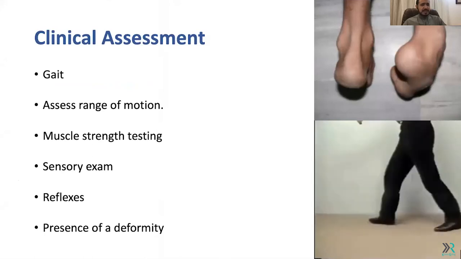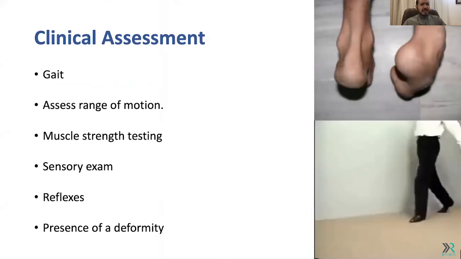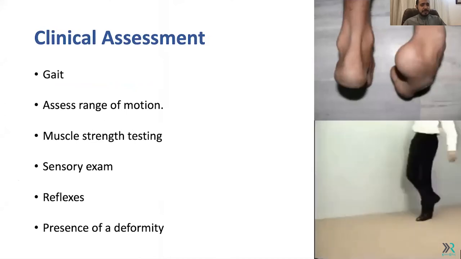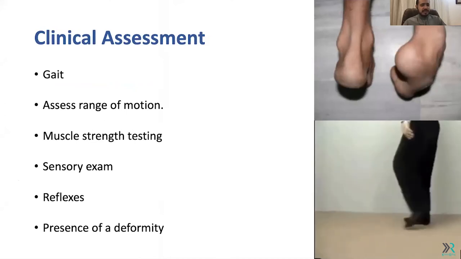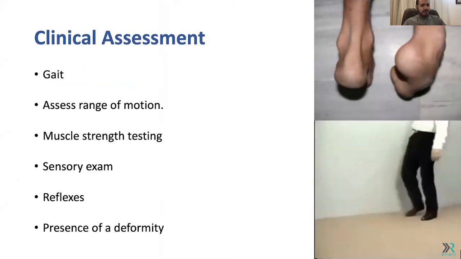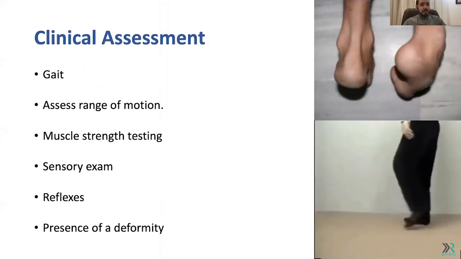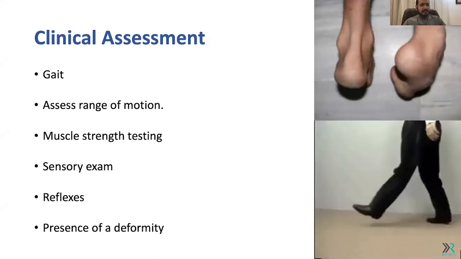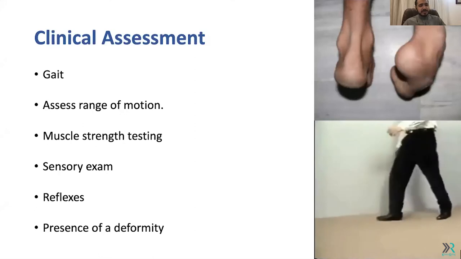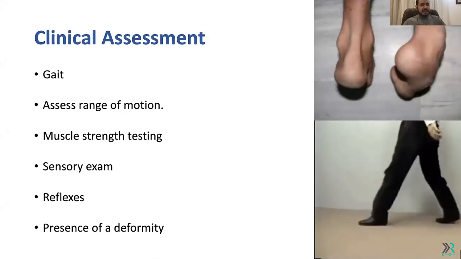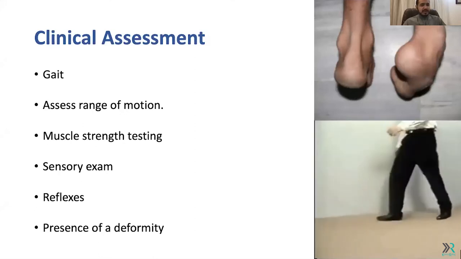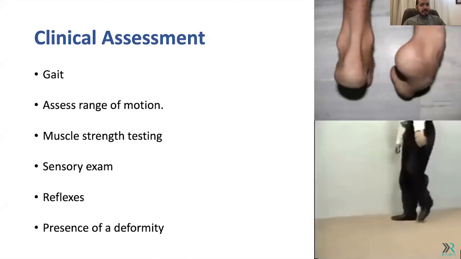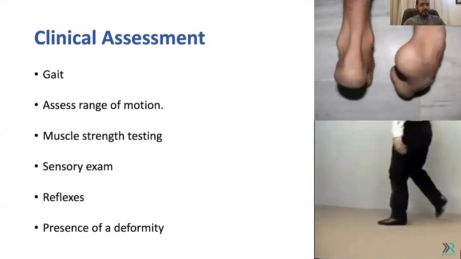And what's the prognosis of recovery for the foot drop? Clinical assessment, again, we're assessing the gait and the range of motion of the ankle joint. We're assessing muscle testing. It's not enough to say that this patient has a foot drop. We need to know the grade, the manual muscle testing. We need to know what other functions are still retained, what other muscles and tendons, such as tibialis posterior, the peroneal tendons, the flexors, and so on. Sensory assessment, reflexes, and very important, to assess the presence of a deformity, whether it's an equinus deformity or other deformities.